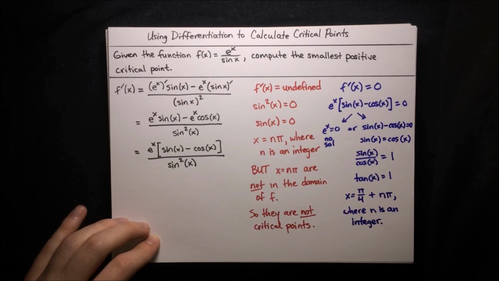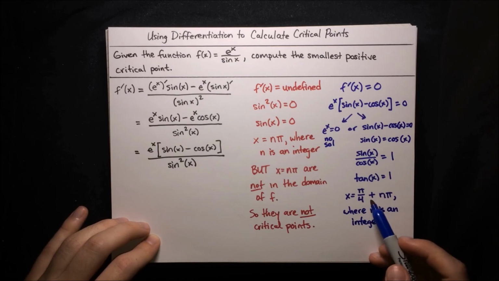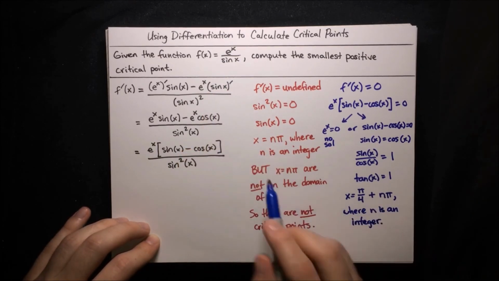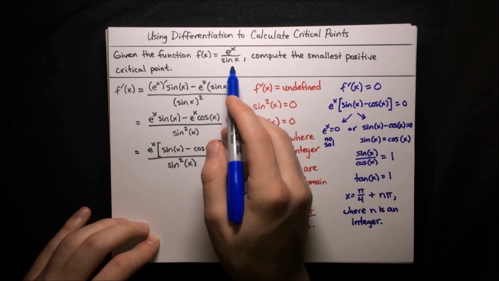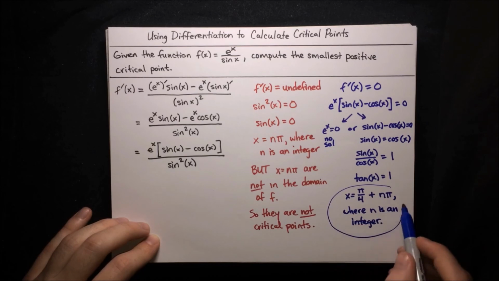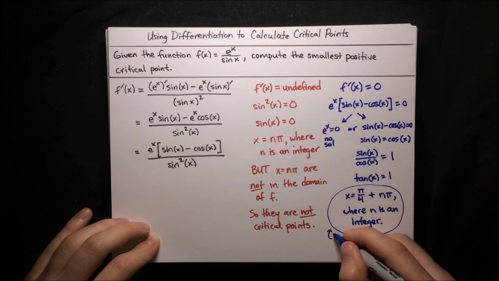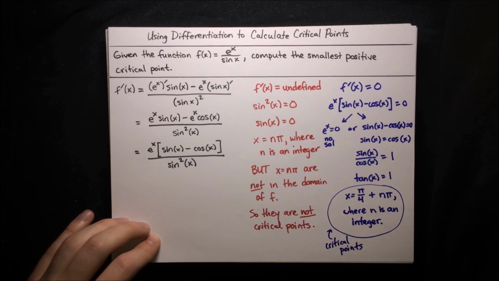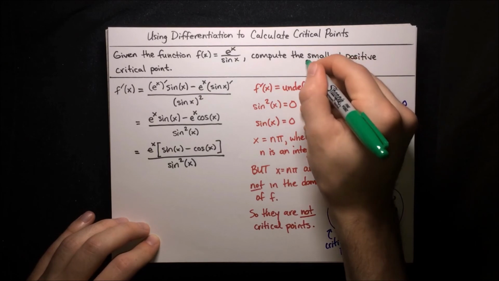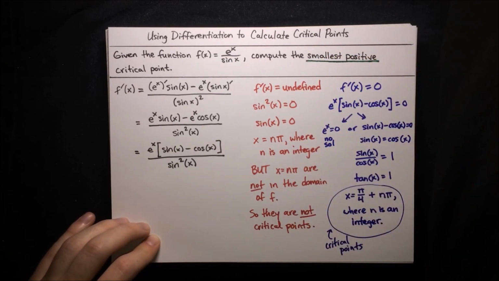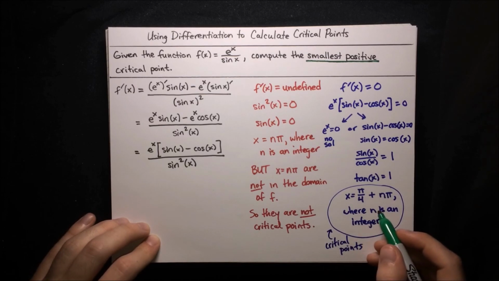Now, is our function f of x always defined at these values? Well, yes, sine of x is always non-zero at these values, so that means the denominator would be non-zero, which means that f of x would be defined. So these are indeed the critical points. But we are not done yet, because we want to find the smallest positive critical point. And to do that, why don't we list out some of these critical points here in increasing order.